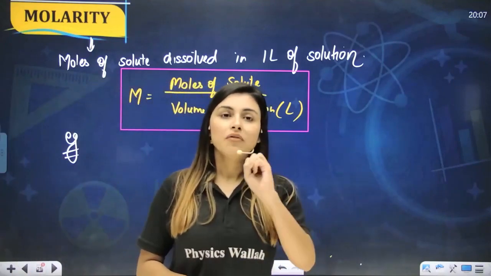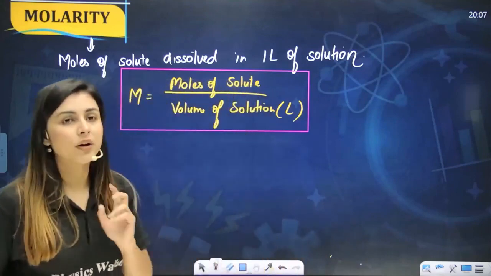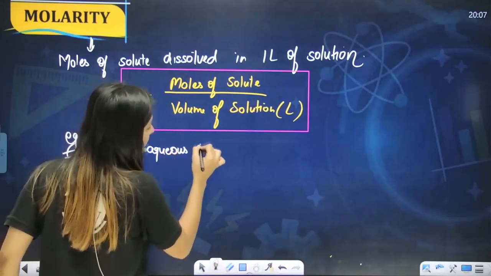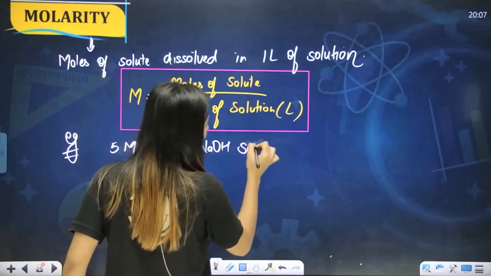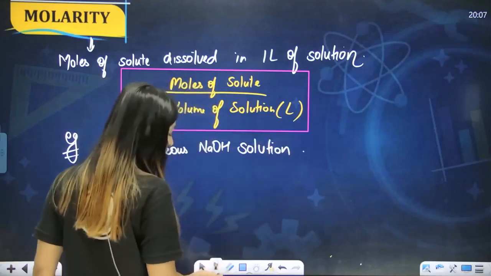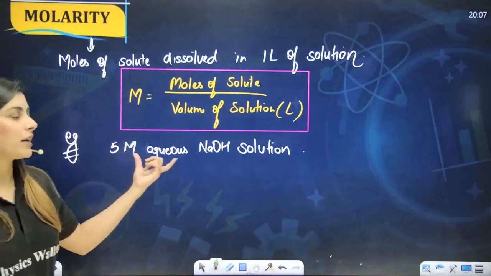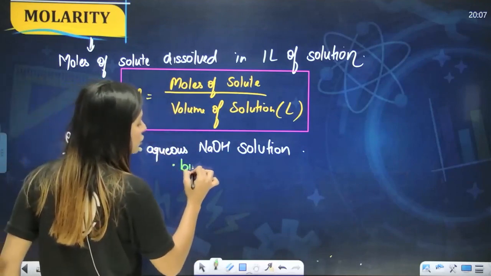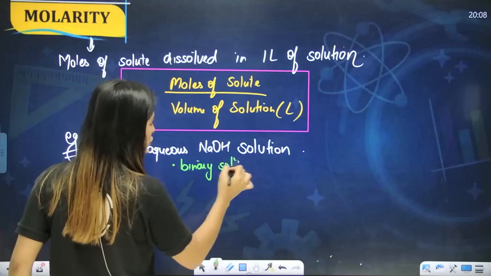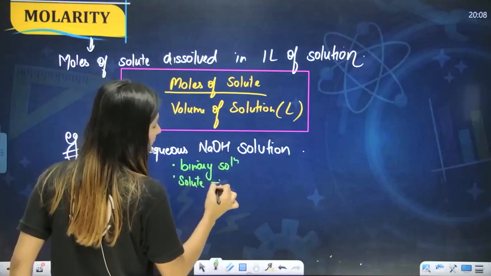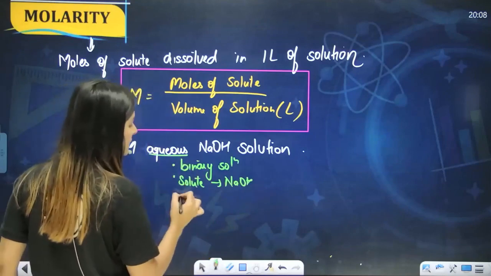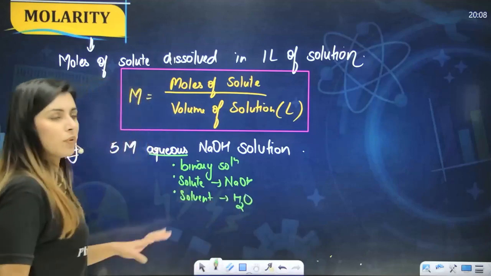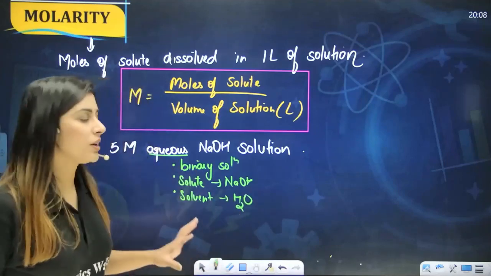Let us say I told you that you have a 5 molar aqueous solution of NaOH. So what information can you derive from this? The most important thing, as we have studied before, is that it is a binary solution. The solute is NaOH, and the word aqueous tells me that the solvent is water. Yes, perfect. These are the things you could derive initially.